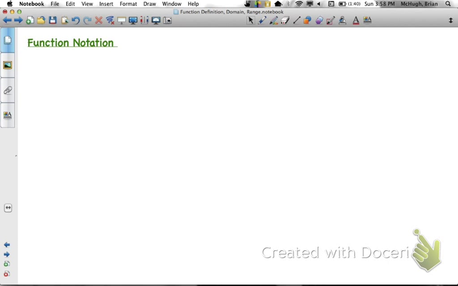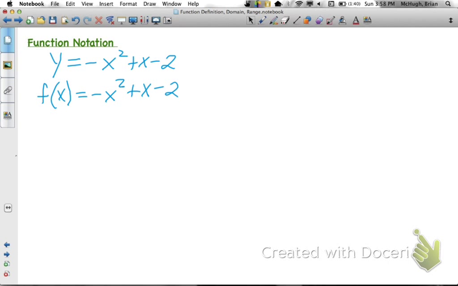Once we start talking about functions specifically, we can take equations that we're used to seeing in y equals form, let's say y equals negative x squared plus x minus 2. We start seeing equations written in function form. Function notation will change the y into f of x. It's the same thing as y. It means the same thing, and we use it interchangeably with y. And so now you've got this equation written in function notation.